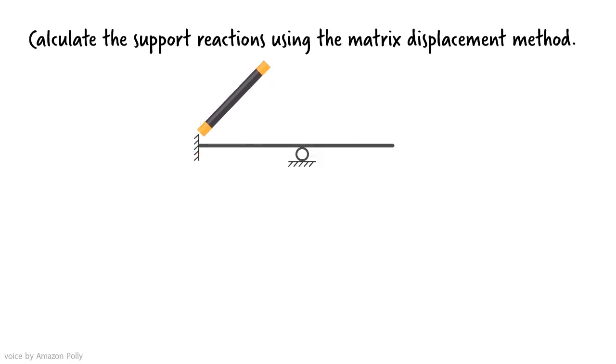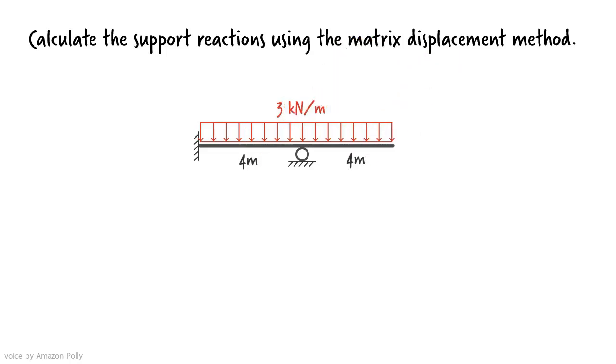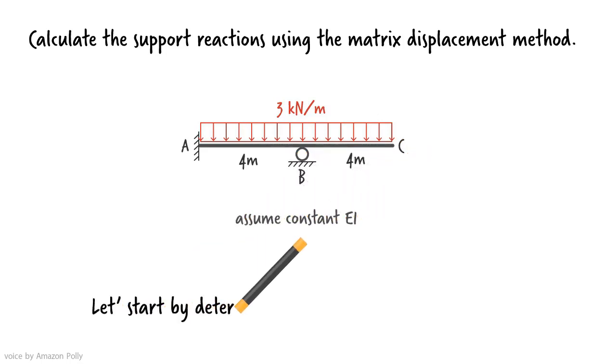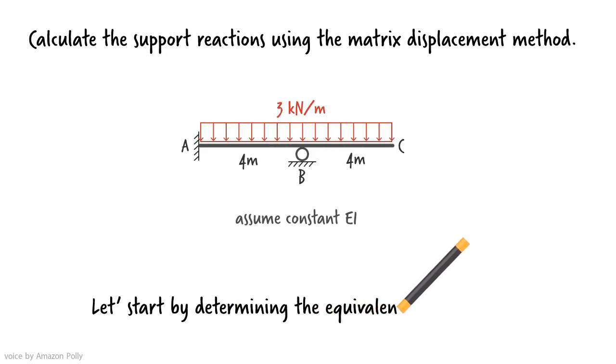Suppose we wish to analyze this beam, using the displacement method. The indeterminate beam is subjected to a uniformly distributed load. We can start by replacing the load with its equivalent, joint loads.